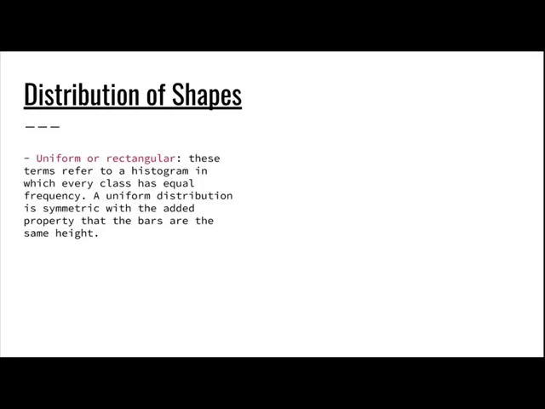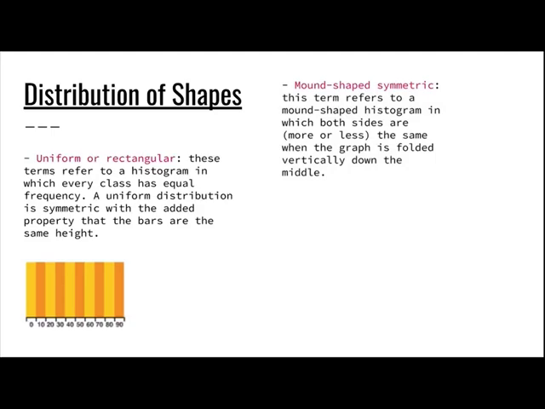Now we're going to talk about the distribution of shapes. First we have our uniform or rectangular. These essentially look like little soldiers standing in line. They're all about the same shape, they're symmetric, and the bars are all about the same height. Some of them can be a little bit shorter and a little bit taller, but if you squint really hard, they're all going to be about the same height.